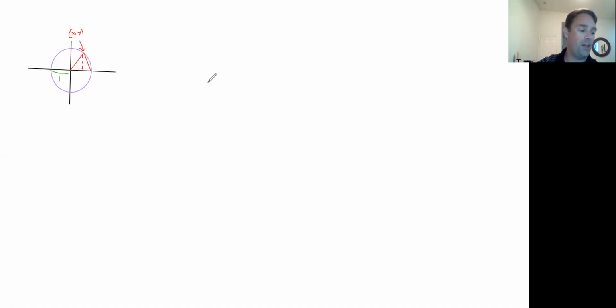So in other words, I have a triangle. So you guys can see my triangle. I'm going to draw it over here just so you can see it a little bit better.